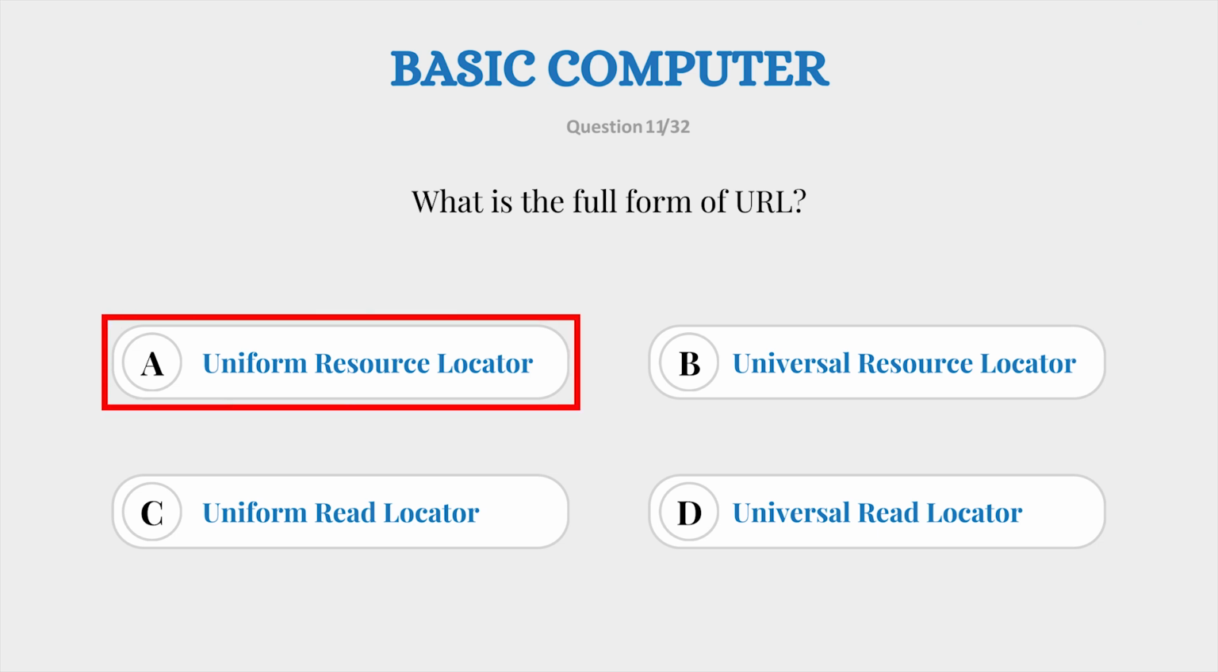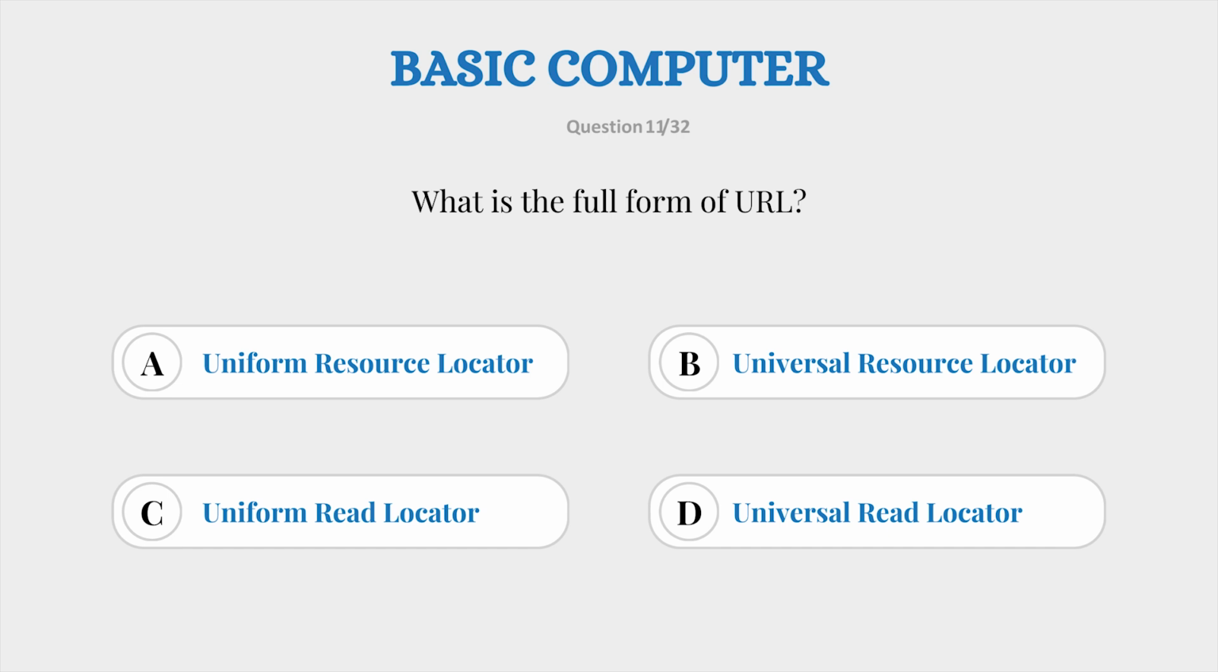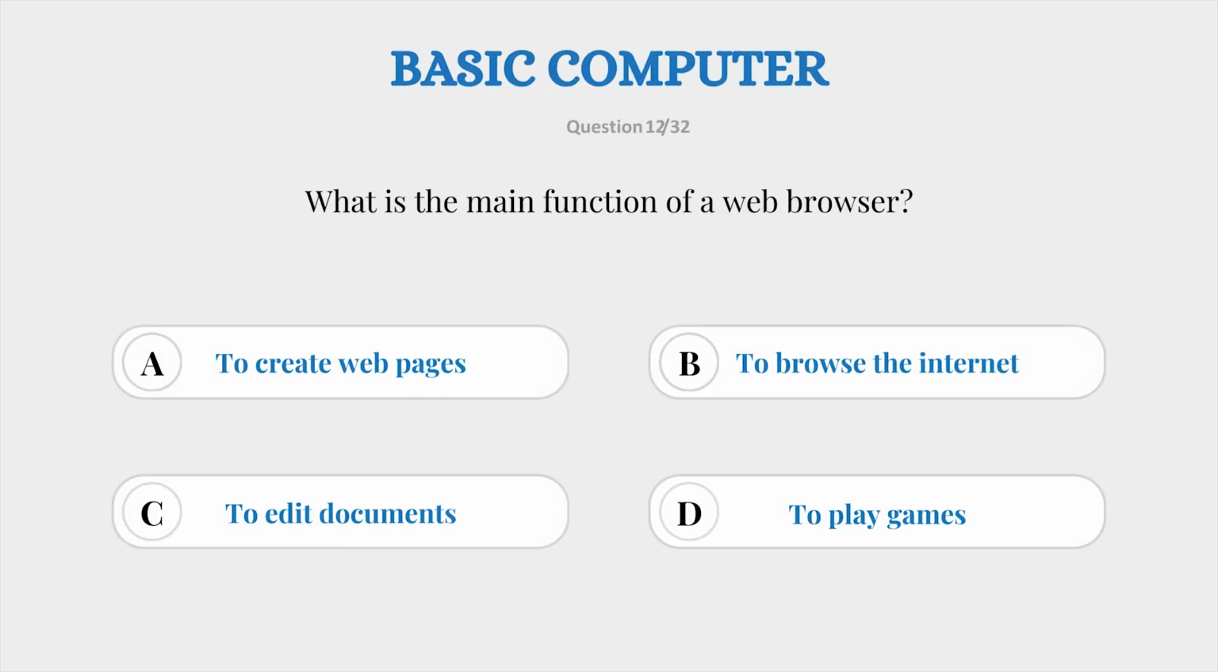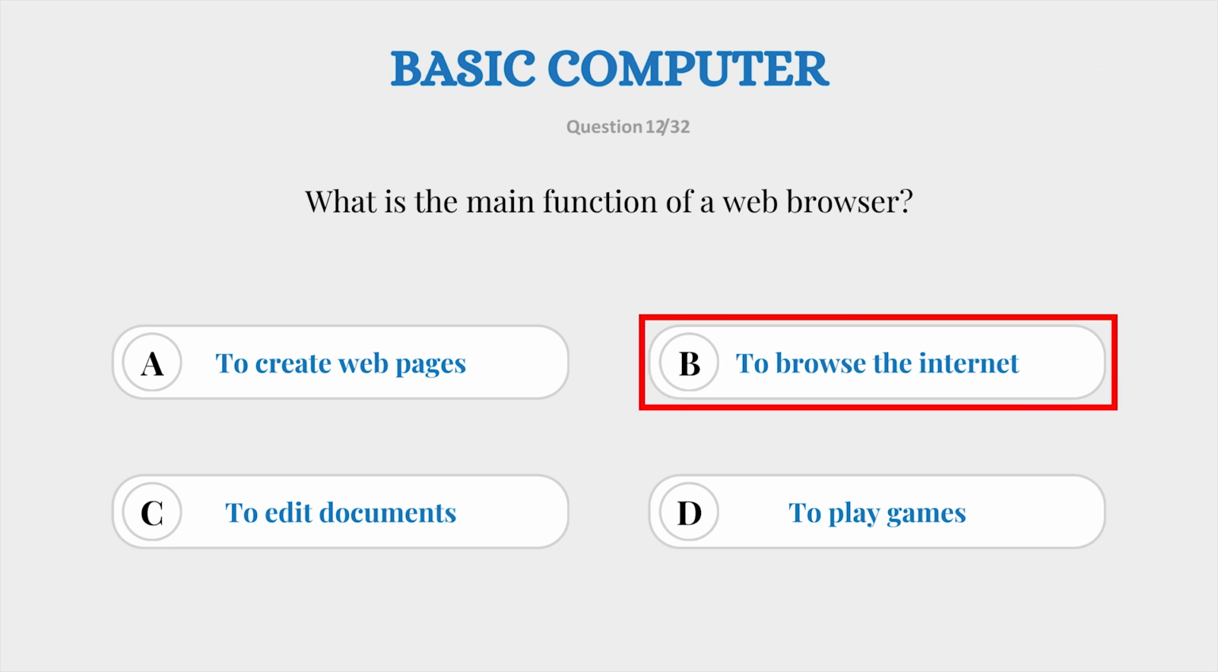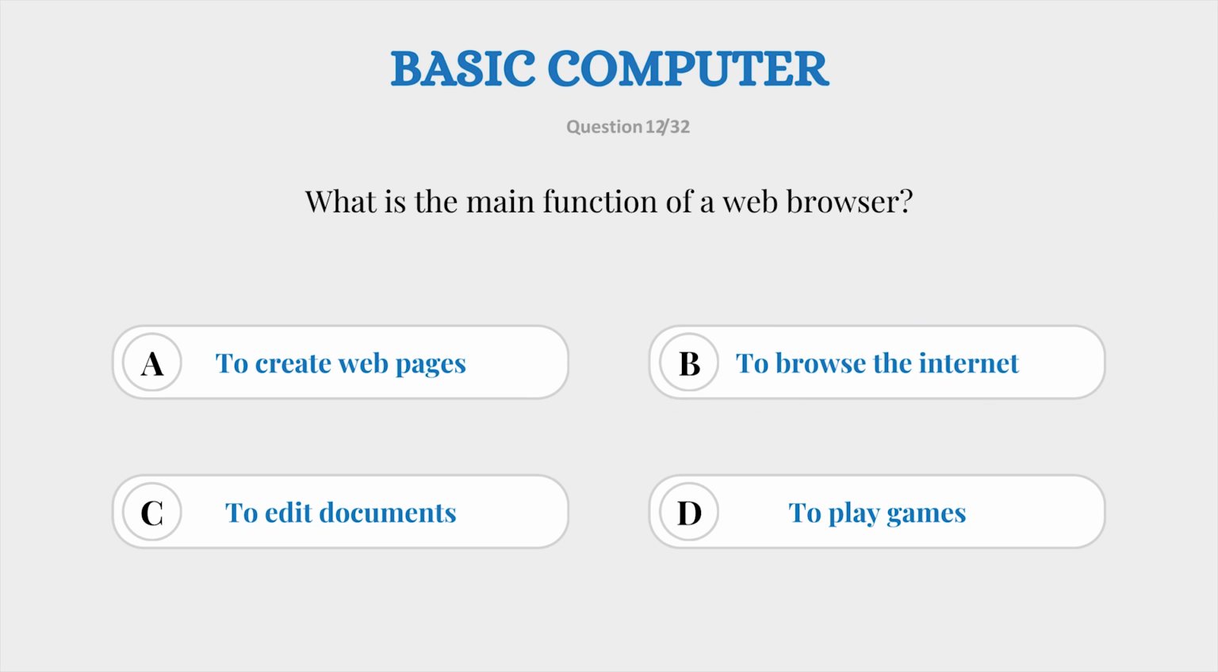The right answer is A. Uniform Resource Locator. Next question. What is the main function of a web browser? The right answer is B. To browse the internet. Next question.